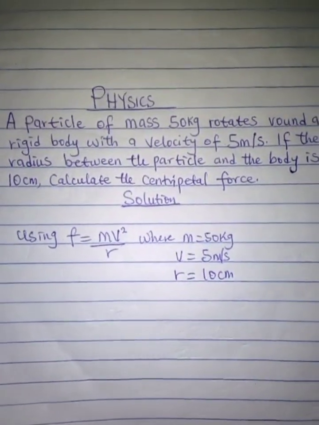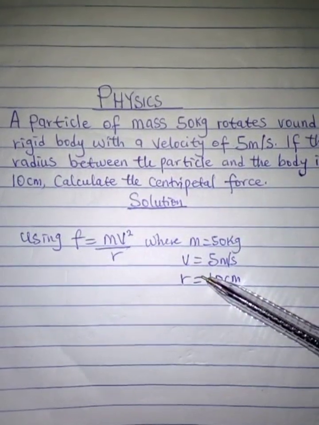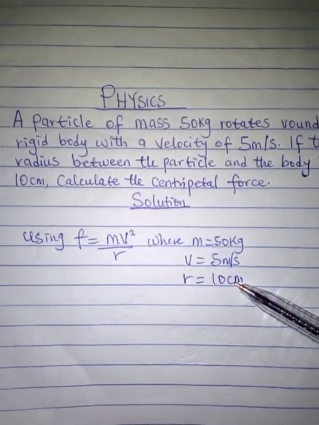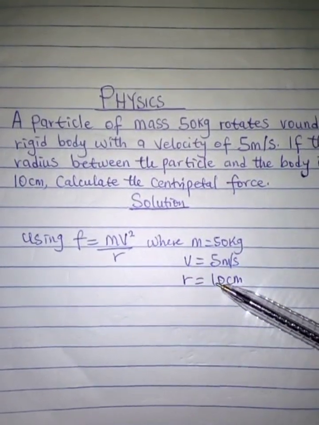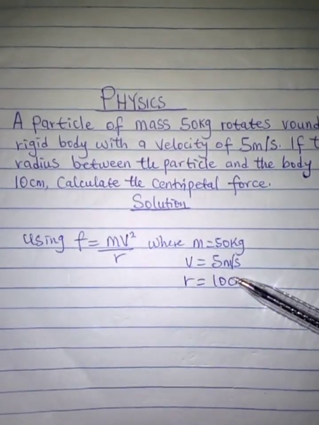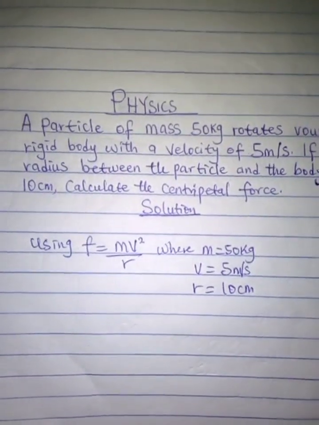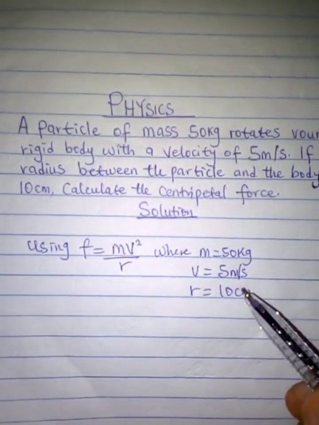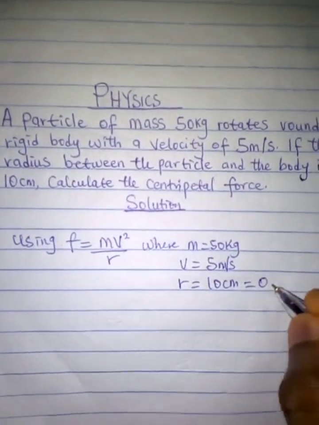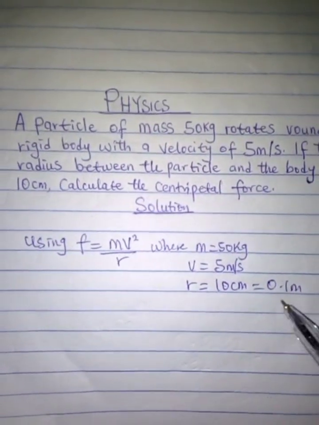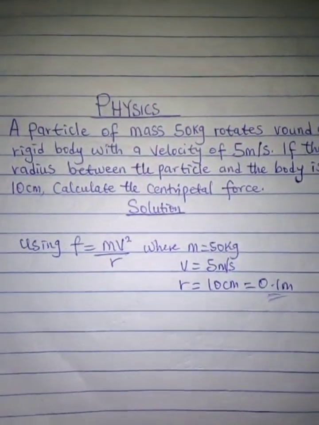But one thing you have to recall is that when solving problems like this, the radius, which is the distance, should always be in meters and not in centimeters. So we have to convert the 10 centimeter radius to meters. To do that, we divide 10 centimeters by 100. So if you divide 10 centimeters by 100, you have 0.1 meter. So this becomes our original radius that we use inside the equation.